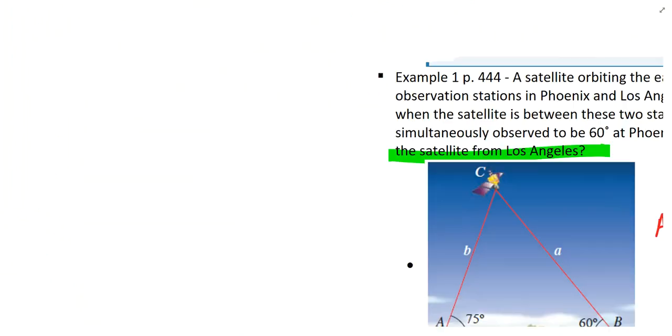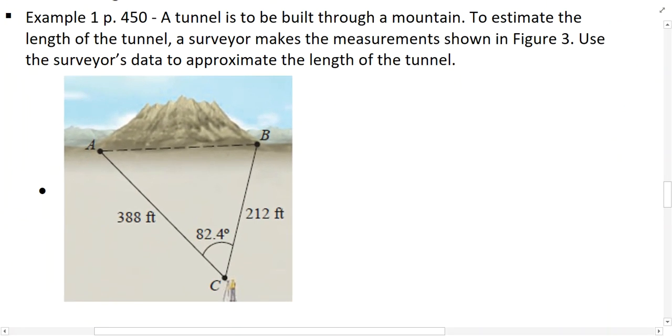We can complete a similar example. As we see here, a tunnel is to be built through a mountain, and to estimate the length of the tunnel, a surveyor makes the measurements shown in this figure below, and we will use the surveyor's data to approximate the length of the tunnel. Now, in this particular diagram, the side length that's unknown here is side length C. We're provided with one side length, a second side length, and an angle in between. So I would call this an SAS triangle, which is case number 3.